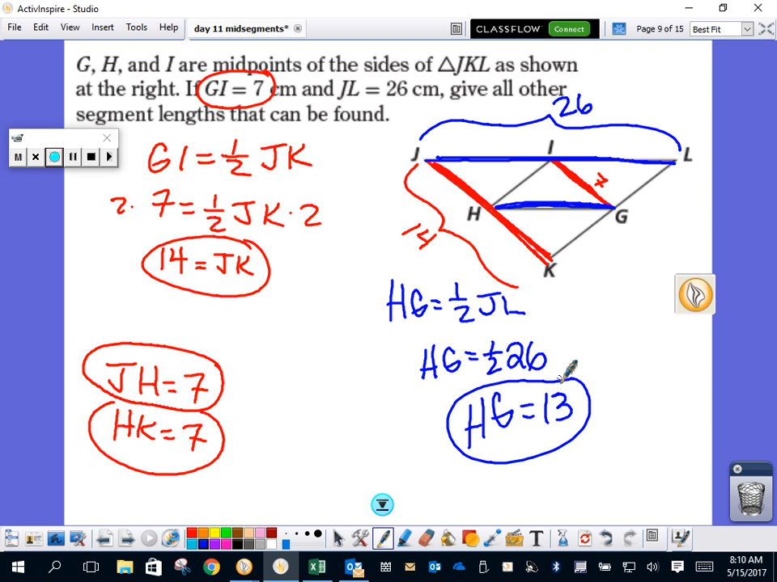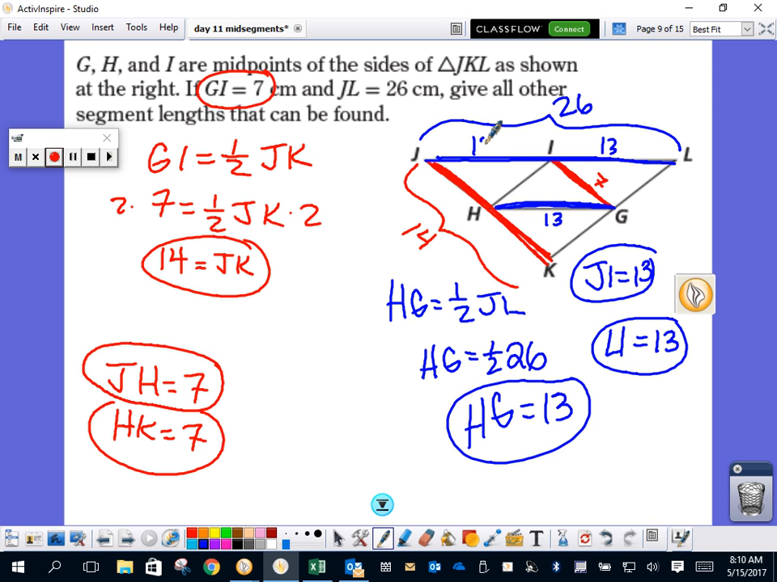What other lengths do we know? JI has to be 13. What else? LI or IL? Okay. So my suggestion is you compartmentalize this picture. Take them color by color, segment by segment. Okay? So when you're ready to move on, flip over.